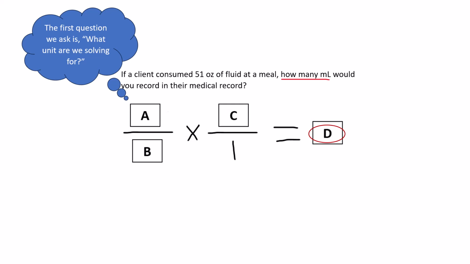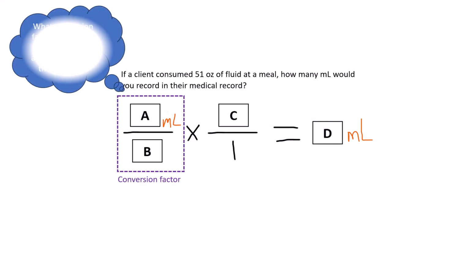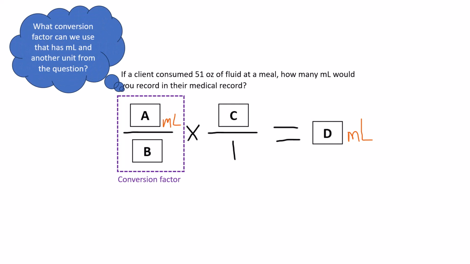So milliliters is the unit that we are solving for. So we'll place that in the answer. Now this unit is also the first unit that we use at the beginning of our equation. Now this first factor is considered a conversion factor. So what we are looking for is what conversion factor we can use that has milliliters, the first unit that we are solving for, and another unit from the question.